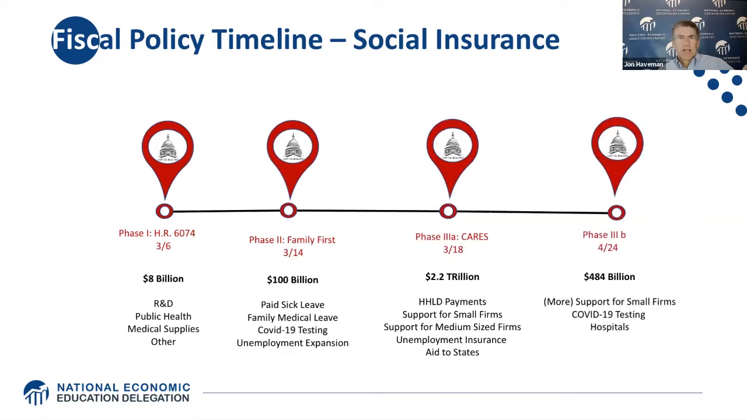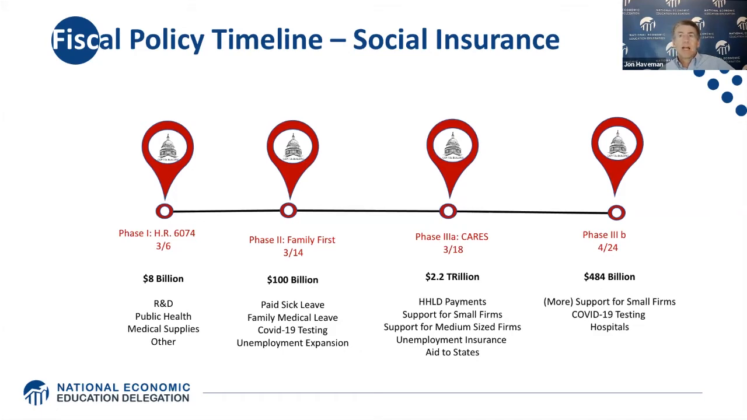I'm not gonna talk at great length because of time, but there's money for public health, medical supplies, research and development, paid sick leave, COVID testing, unemployment expansion, that includes the $600 per week, household payments, support for small firms and medium-sized firms, that's the Paycheck Protection Program, more unemployment insurance, some but not very much aid to states, and then an expansion, more of the PPP, doing it right this time, the COVID-19 testing, and some money for hospitals, right? I have some quibbles with this that I'll talk about in a few minutes.